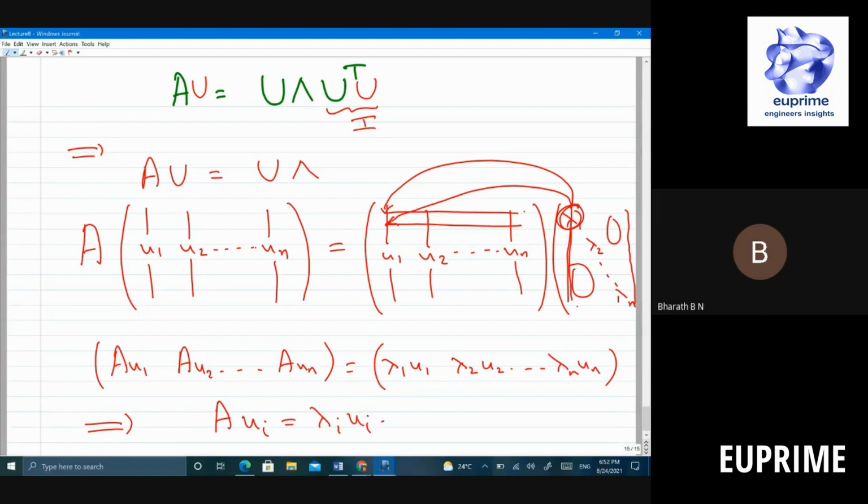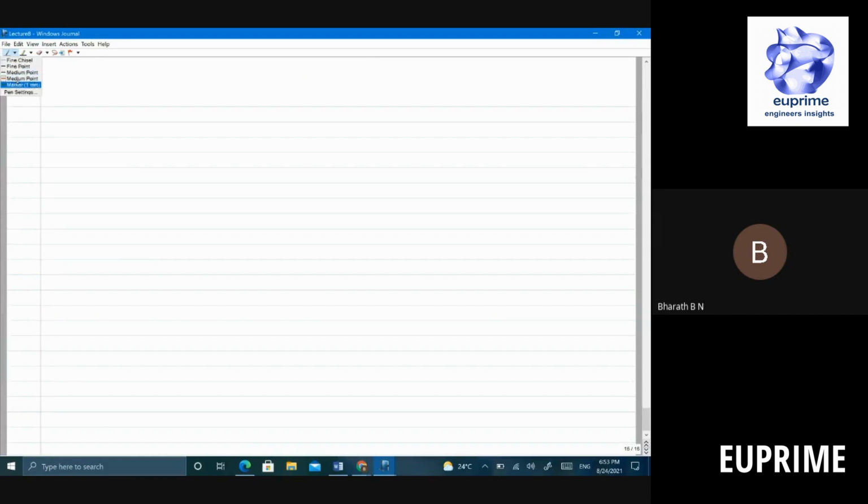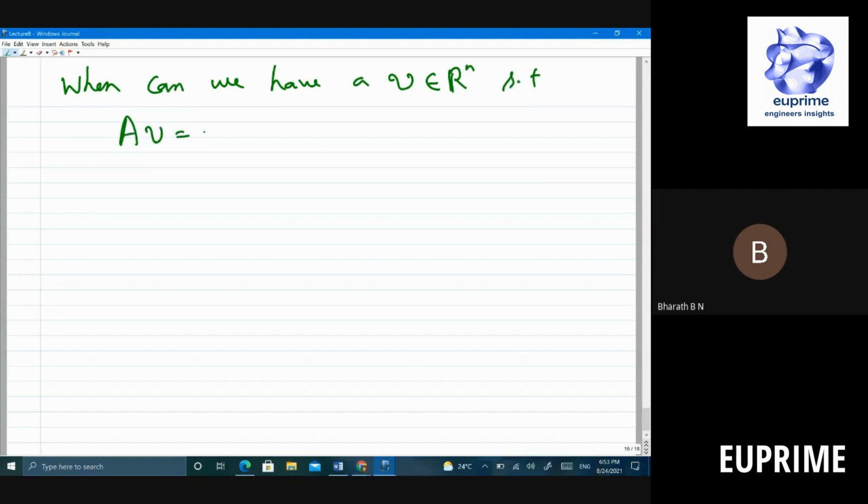So diagonalization essentially boils down to this question: whether I can find Ui's such that AU equals lambda U. So now a natural question to ask is, when can we have a V in Rn such that AV equals lambda V? This is the question.